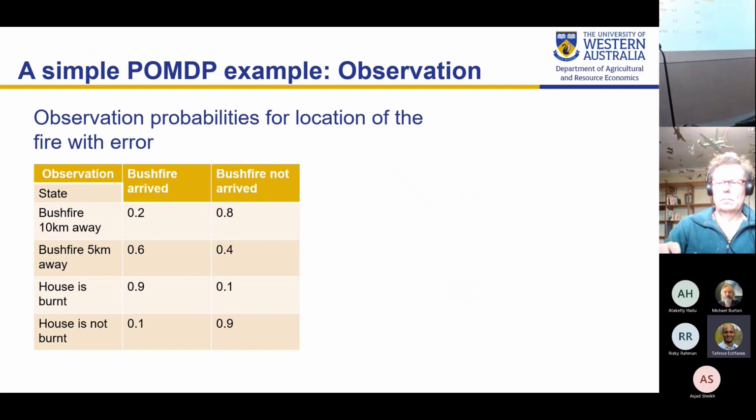And we can have probability distributions of observations, like I mentioned before. So when the bushfire is 10 kilometers away, we think 20% chance the bushfire has arrived, 80% chance bushfire has not arrived because it's so far away. If the bushfire is 5 kilometers away, we think 60% chance bushfire has arrived, 40% chance bushfire has not arrived. If house is burnt, 90% chance bushfire arrived. Because there's nothing certain in this model, 10% chance bushfire has not arrived. And the opposite for house is not burnt.